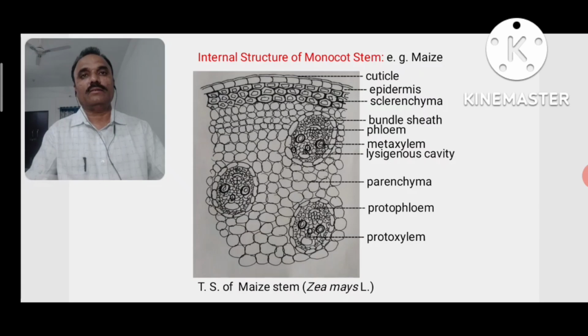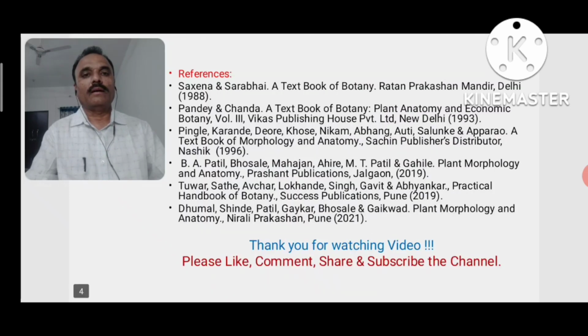The large pitted elements represent the metaxylem. The smaller with the spiral thickening represent the protoxylem. A lysigenous cavity. On either side of the lysigenous cavity lies xylem parenchyma.